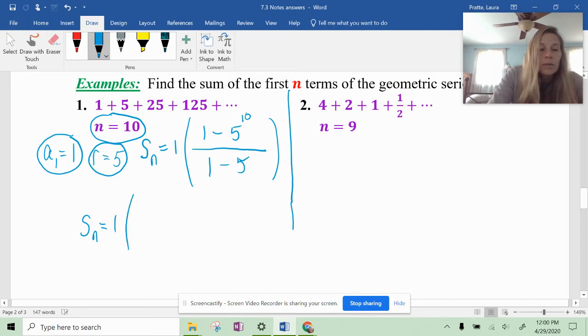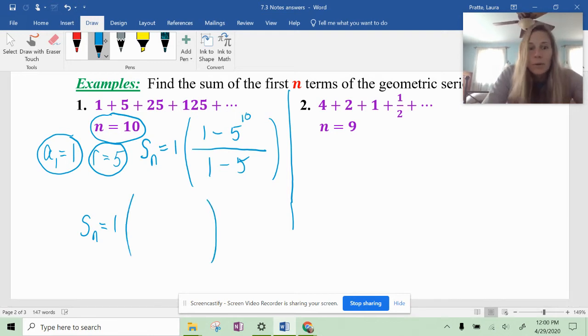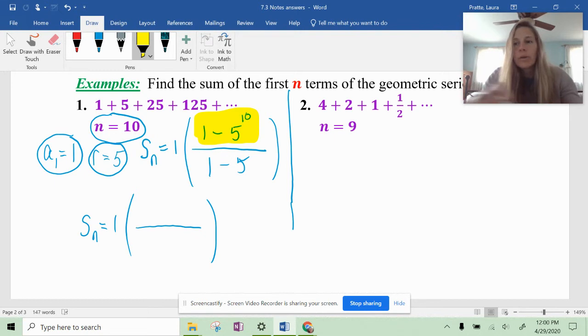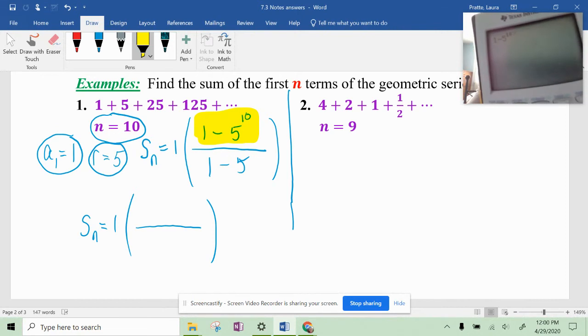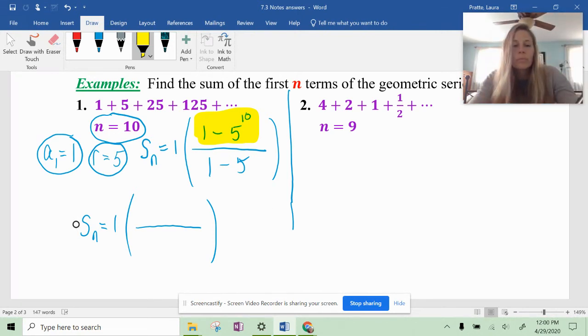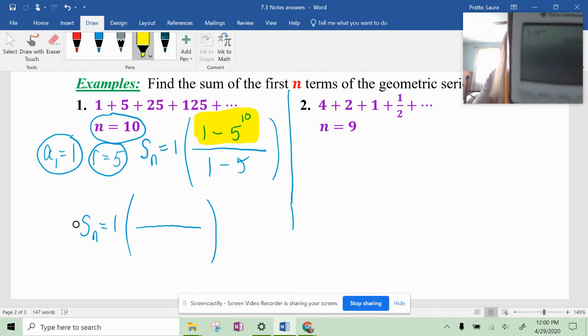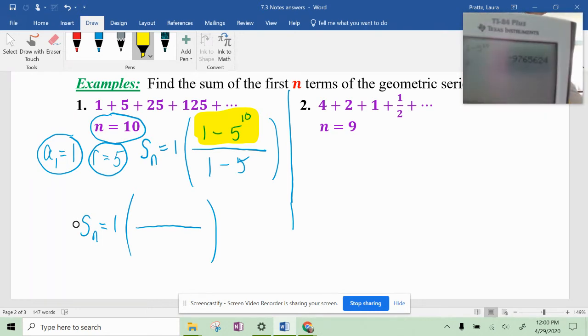the easiest way to do this on the calculator is not to enter it all at once. So what I normally do is just do this part here on your calculator because you can do it pretty easily. So on the calculator, you're going to just write 1 minus 5 raised to the 10th power. If you can see this right here, you're just going to type it in like that, 1 minus 5 raised to the 10th power. And when you hit equals, you should get this.